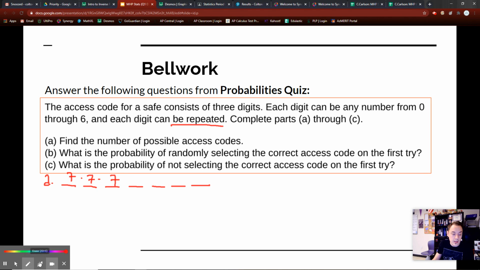Oops, forgot to read one thing. 3 digits. So we have 3 digits. So 7 possible numbers, yes. But 3 digits. So I only did 3. Sorry about that. Let's go back. I only did 3 digits, 1, 2, 3, 3 spaces, and how many digits for each of those 3? There's 7 total. We multiply it together, 7 cubed.